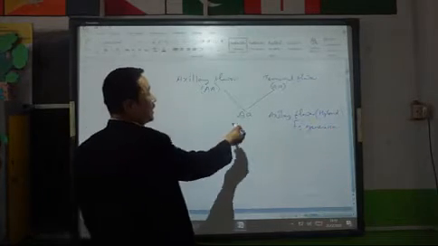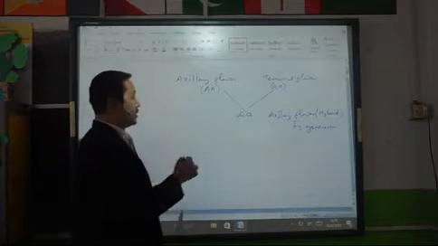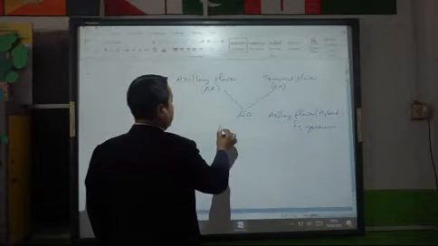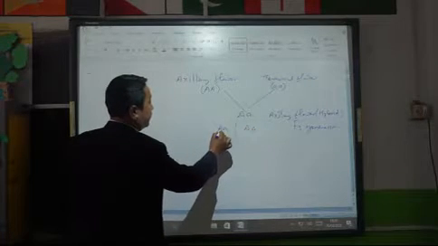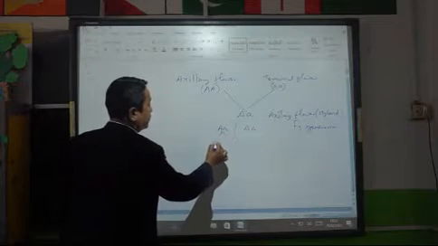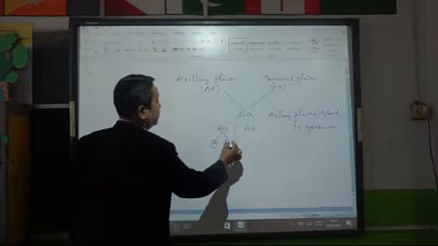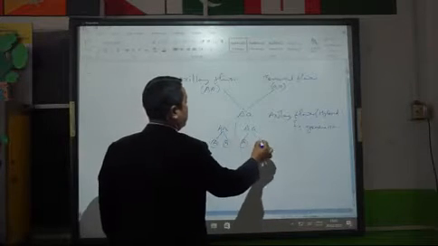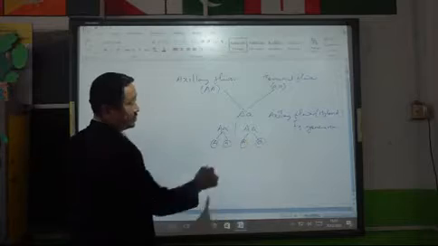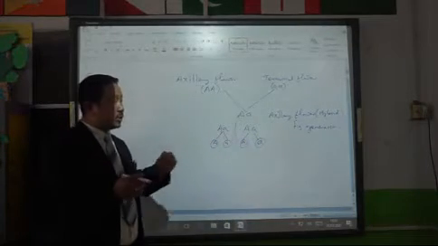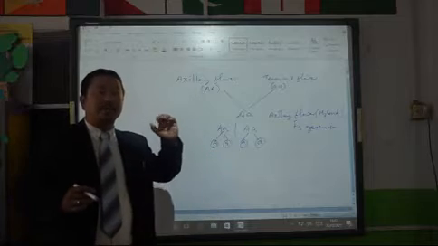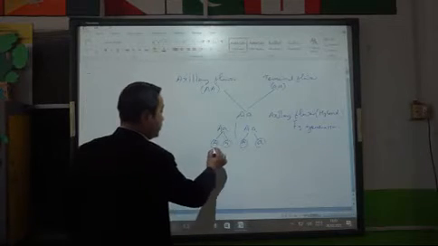Then he allowed them self-pollination. He allowed them self-pollination. So these are the gametes. These are the gametes which are now fusing to produce the pea plants in the second generation.